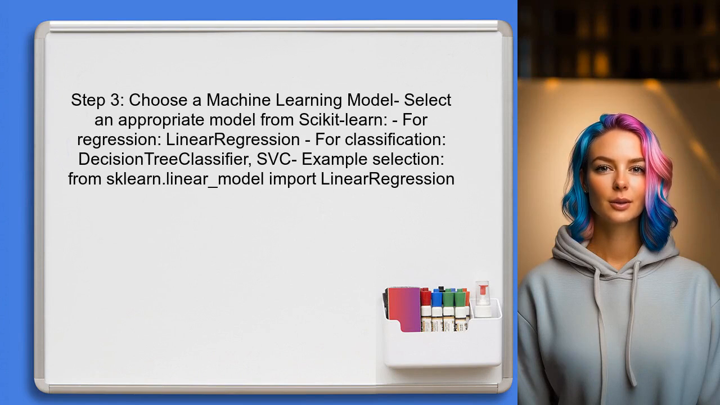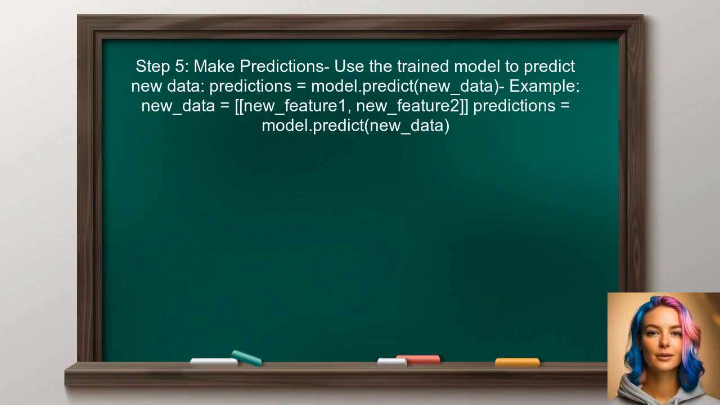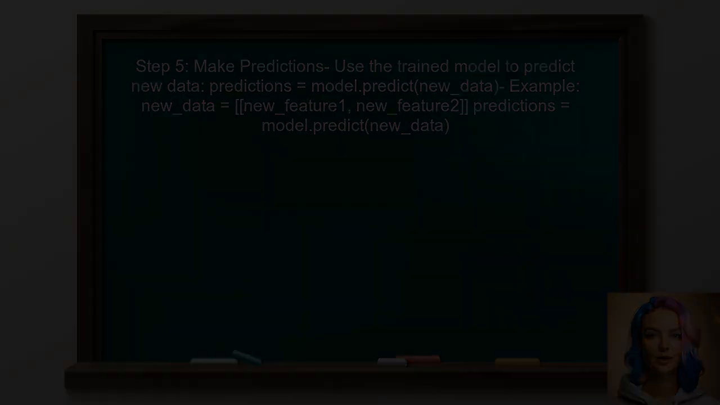Scikit-learn provides various algorithms such as linear regression, decision trees, and support vector machines. The user should select a model based on the problem type. After selecting the model, the user should fit the model to the training data. This step involves calling the fit method on the model with the input features and output labels. Finally, the user can make predictions using the trained model. This is done by calling the predict method with new input data. The model will then output the predicted results.